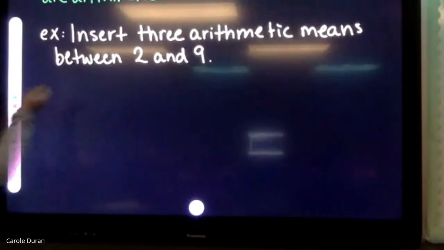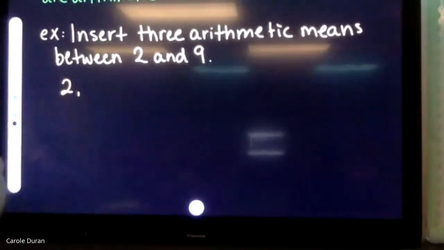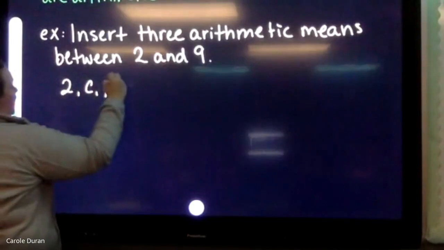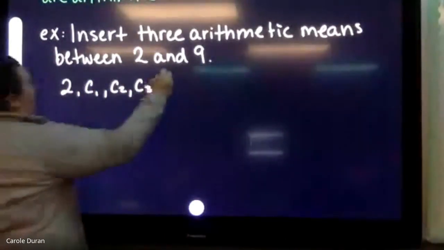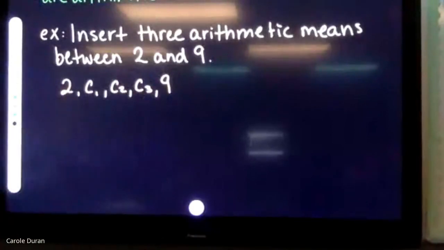So if I were to write this sequence out, my first term would be 2. I'm inserting 3 arithmetic means between 2 and 9. So I'm going to have C1, C2, and C3, and then my sequence will end at 9. We do not have to indicate that this goes on infinitely because I mentioned before that this is a finite or countable sequence, which means it terminates.